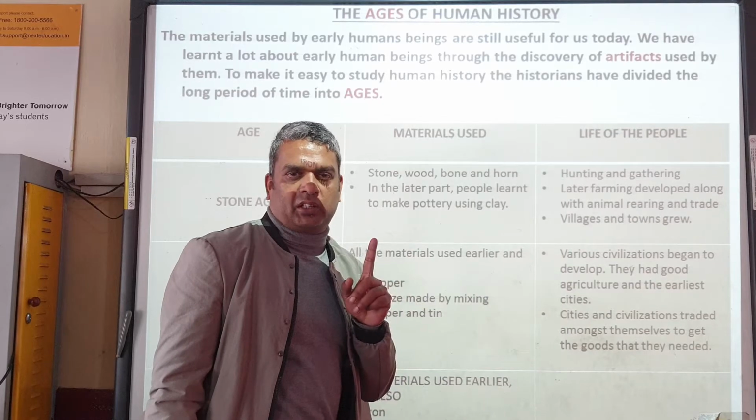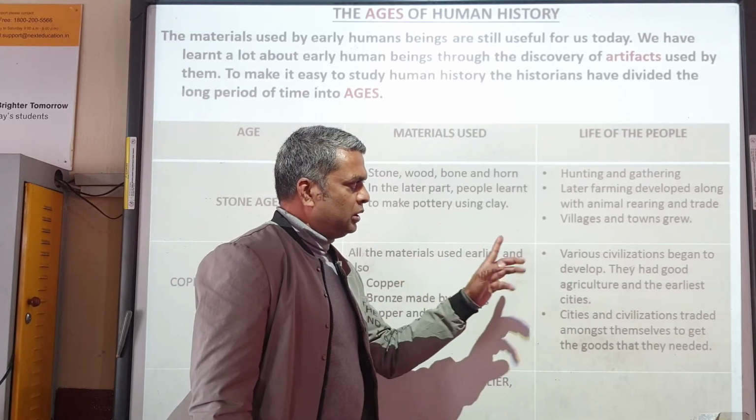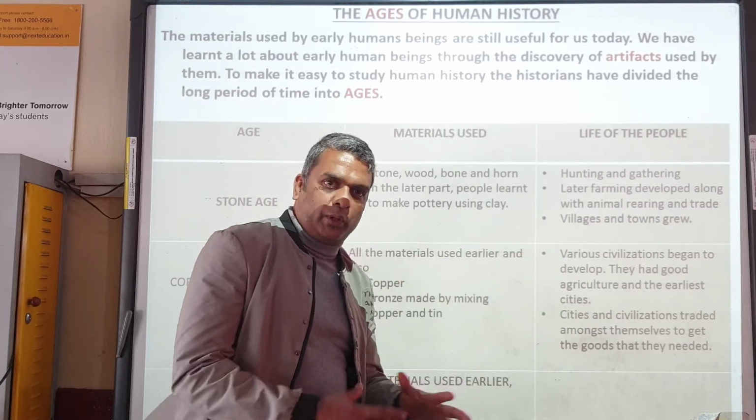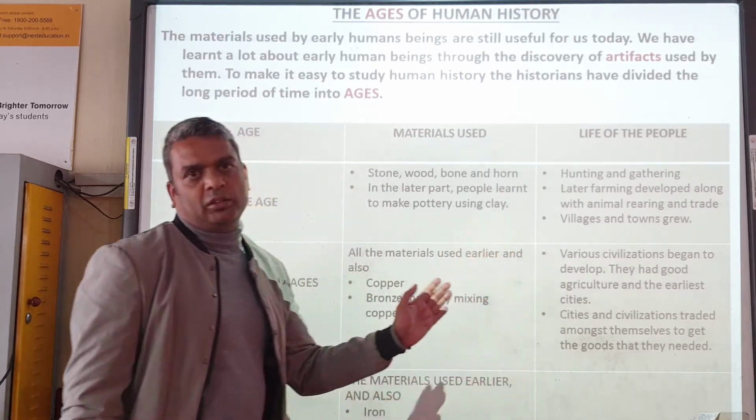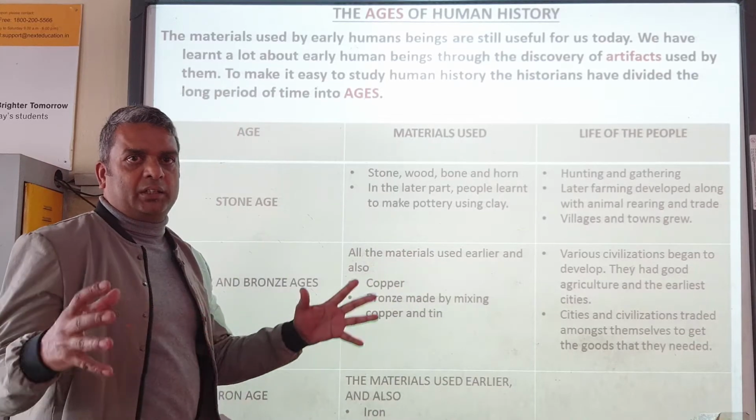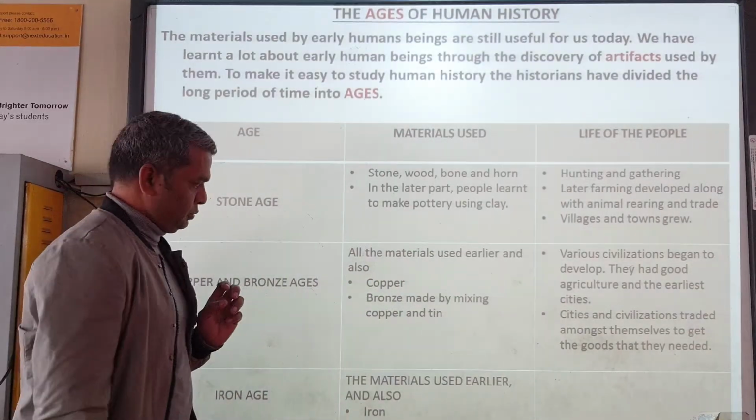Remember, the first domesticated animal was the dog. And then they used to live in caves. When population grew, then they started making houses. And then from one to many, it became small villages and towns.